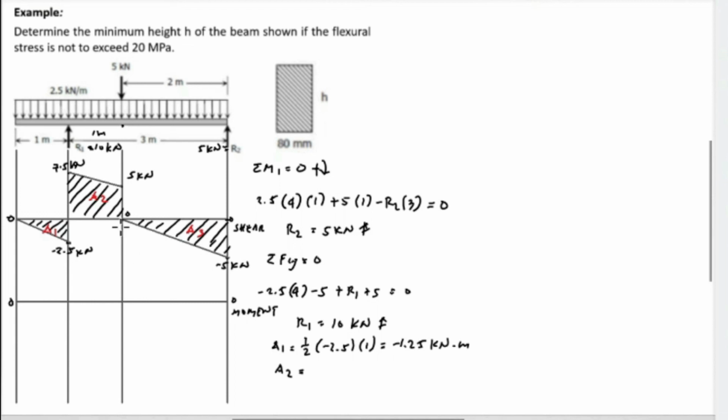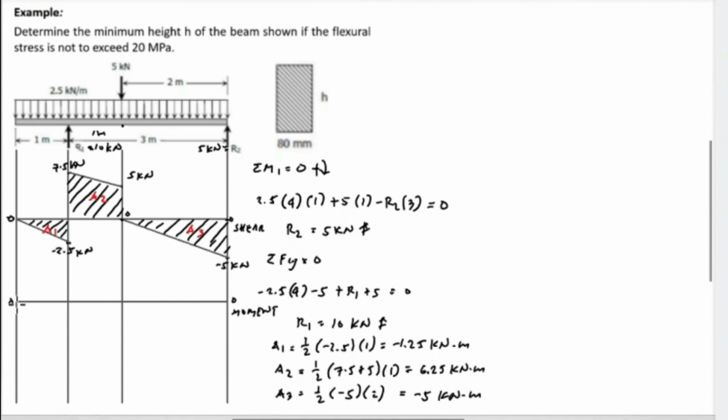Next, area 2. Area 2 is a trapezoid. So the formula is 1/2 times the summation of bases b1 plus b2 and multiplied by height, or 1/2 of 7.5 plus 5 and multiplied by the distance, which is also 1 meter. So 7.5 plus 5 and then divide by 2, the value is 6.25 kilonewton meter. And area 3, which is a triangle, so 1/2 of the height, which is negative 5, and multiplied by the distance, which is 2 meters. And the value is negative 5 times 2 is negative 10 divided by 2, or negative 5 kilonewton meter.